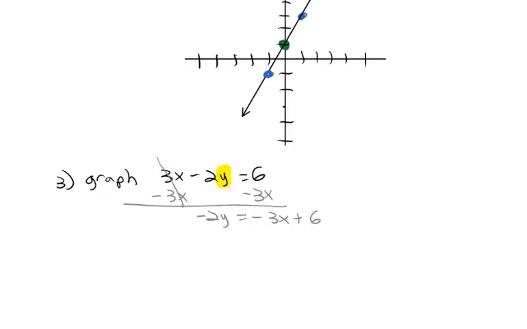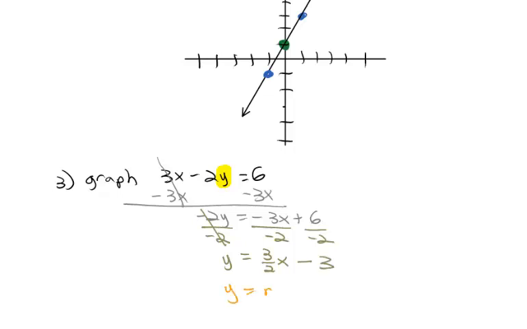Finally, we get the y alone by dividing by the negative 2. And now when we divide by negative 2, we have to make sure we divide everything by negative 2. Division has to distribute, just like multiplication distributes through everything. So we end up with y equals positive 3/2 x minus 6 over 2 is 3.